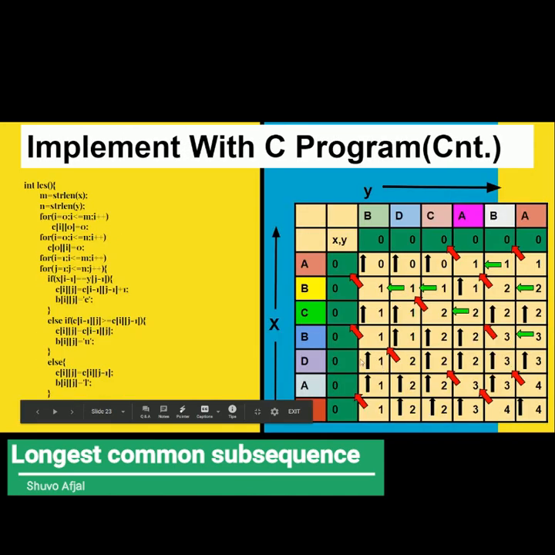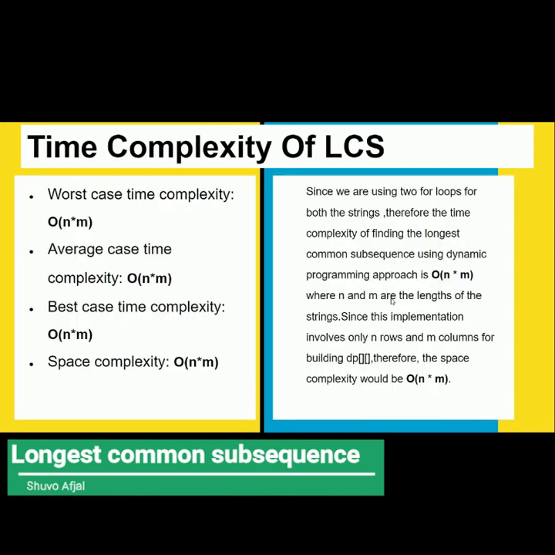Let's see the code. See, we use only two loops for solving the table in the LCS problem. That's why the time complexity of LCS is order of n into m.